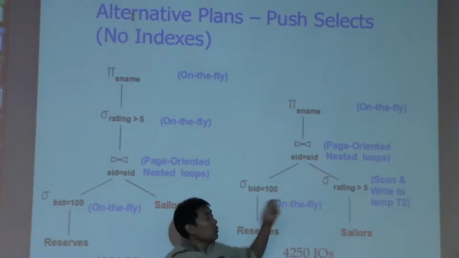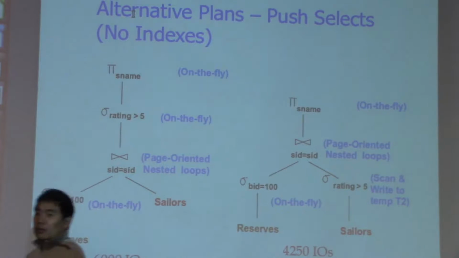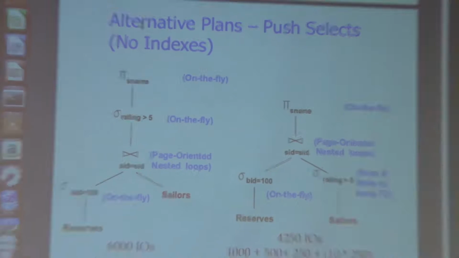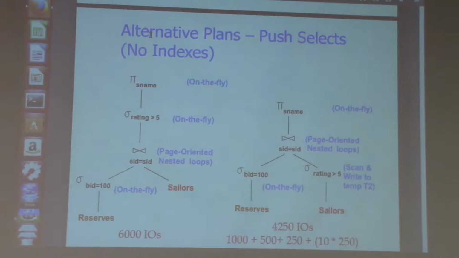Now I push down both selection operators. You may say, wait a minute, you just said pushing down both doesn't help. Well, I'm going to change the game a little bit. For the pushing down of the selection on the other side, I don't do the selection on the fly. I will do the selection, then dump to disk and read it back in. And why does this help?